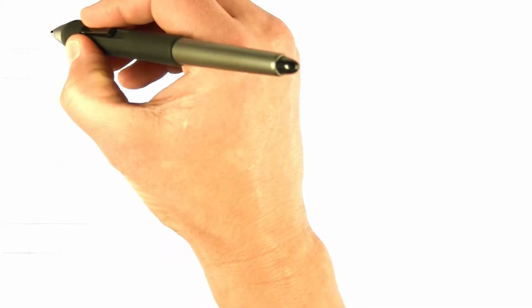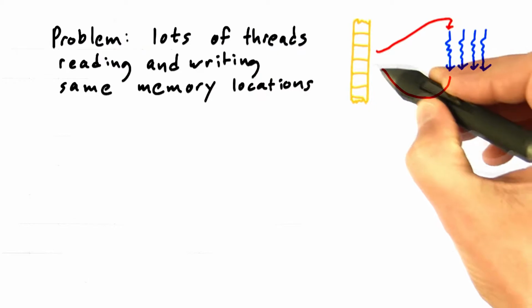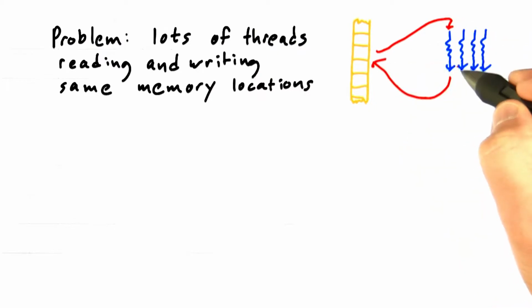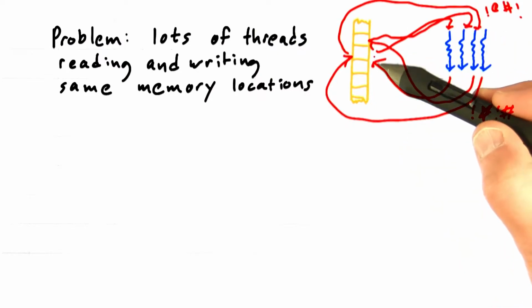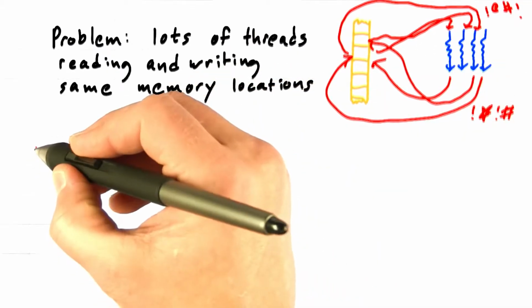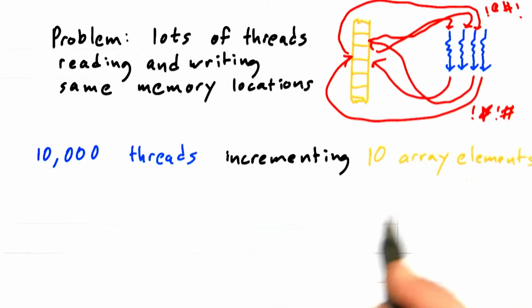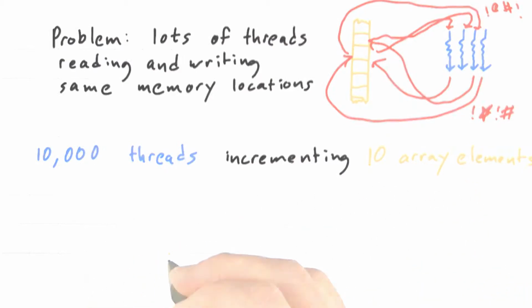Okay, let's talk about a related problem. What happens when you have lots of threads both reading and writing the same memory locations? If lots of threads are all trying to read and write the same memory locations, then you're going to start to get conflicts. Let's look at an example. Suppose you had 10,000 threads that were all trying to increment 10 array elements. What's going to happen? Let's look at some code.